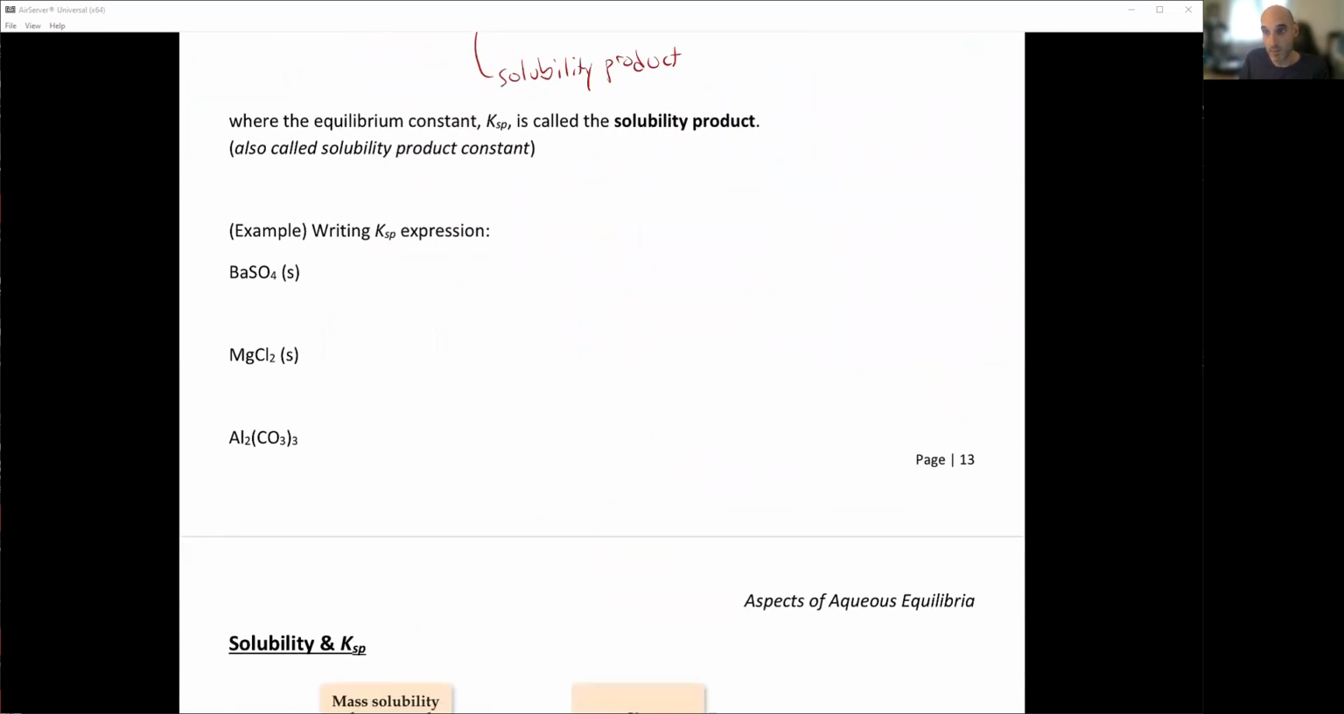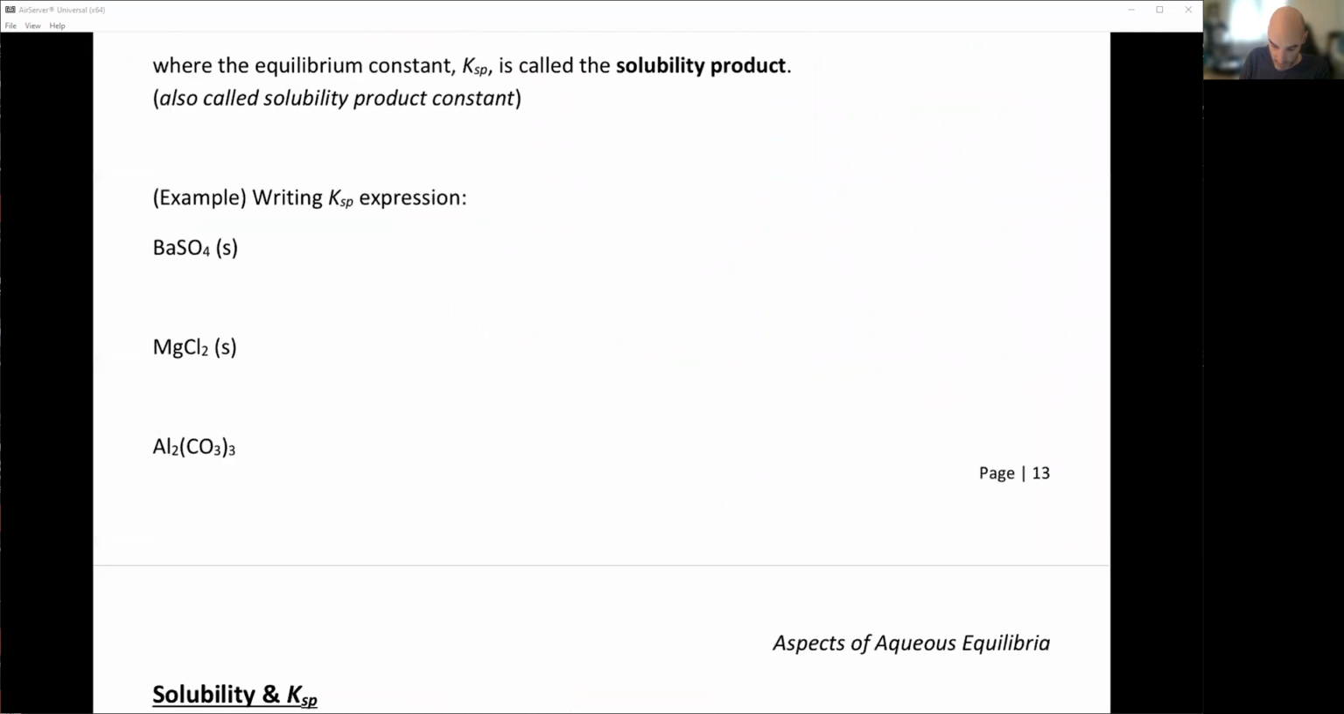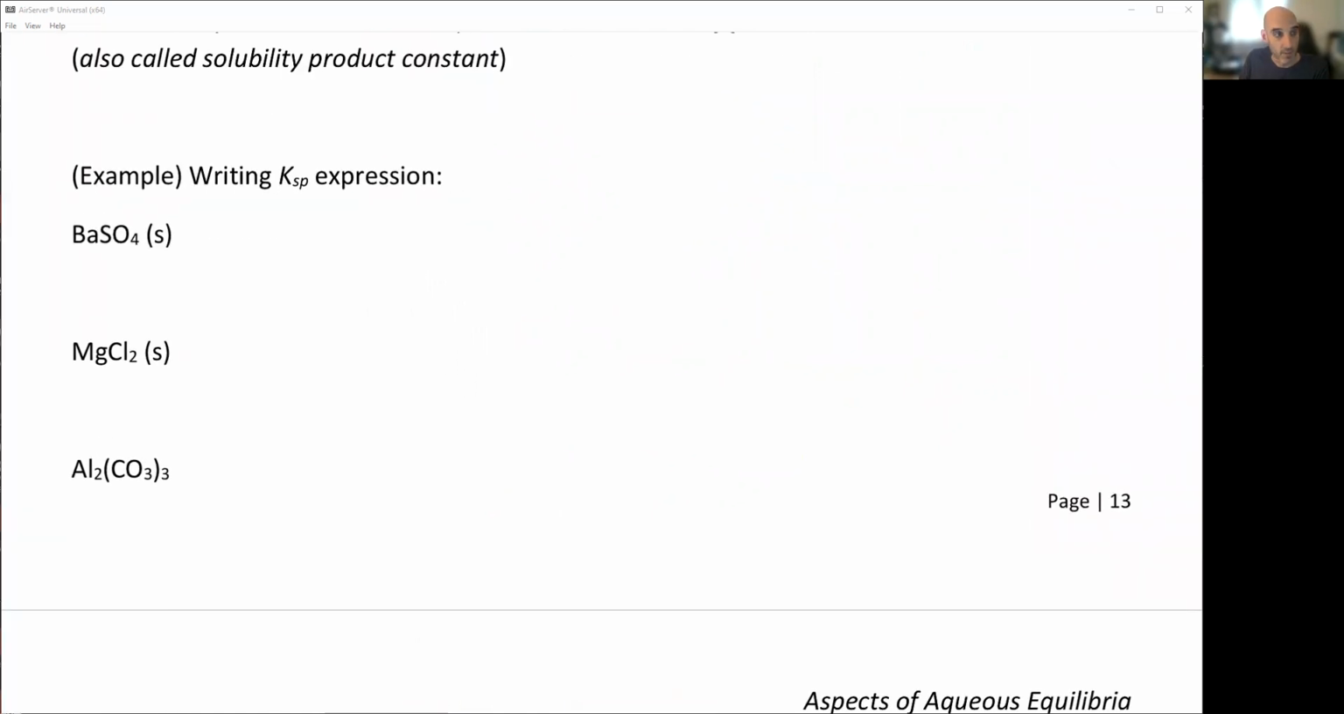So write the equilibrium expression for these three. I'm going to do these three right now, but write out the equilibrium expression for these three. And I encourage you to write out the equilibrium for each of these first, and we'll go from there. So write out the equilibrium. I'm going to pause it. It's going to resume right away, but figure out what the Ksp is for each of these.